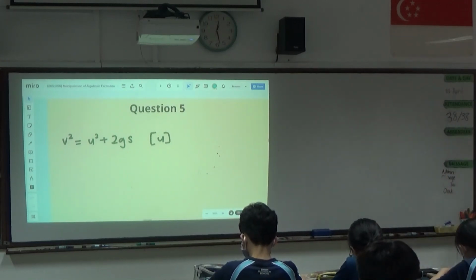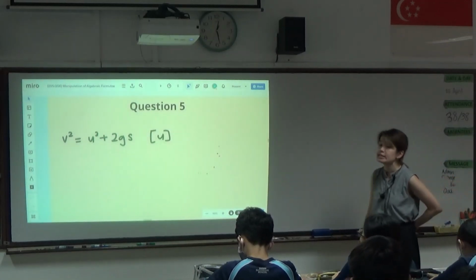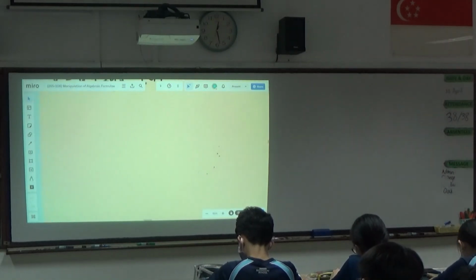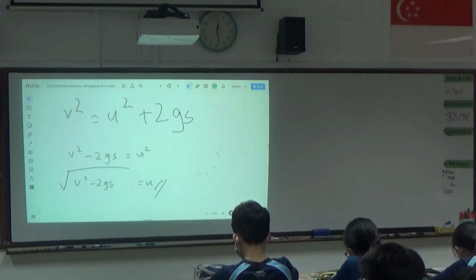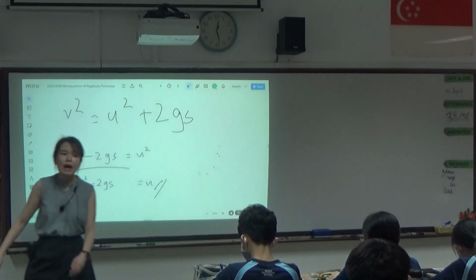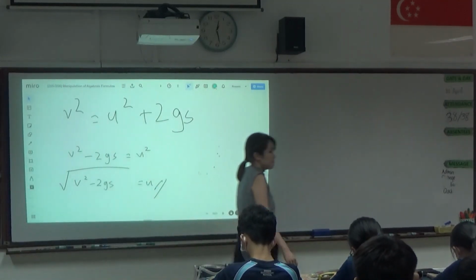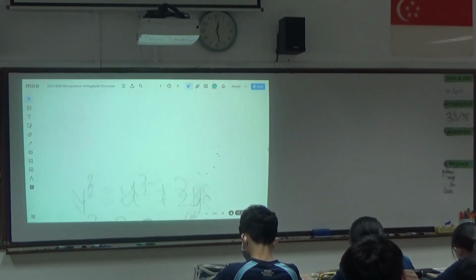In the last lesson we did one set of fractions, right? Now in question 5, we have v squared equals u squared plus 2gs. We want to make u the subject. Let's look at what solutions the friends have given. In this first one from group 1, the answer is u equals square root of v squared minus 2gs. Just going overall what's the answer.